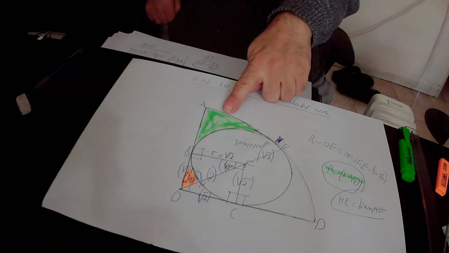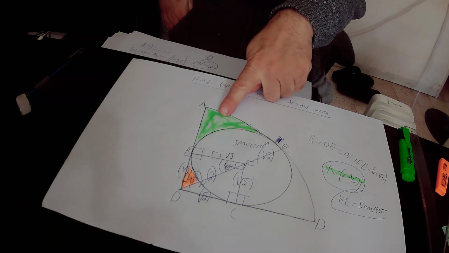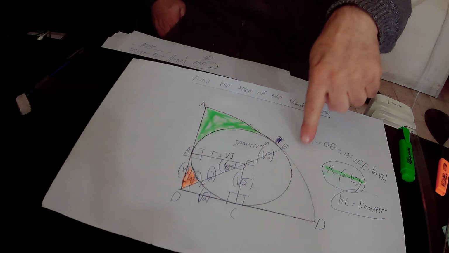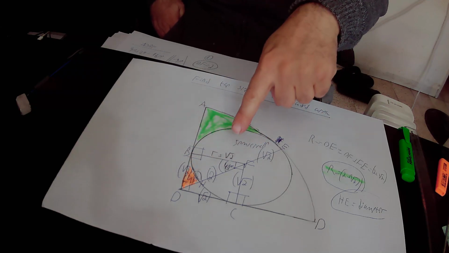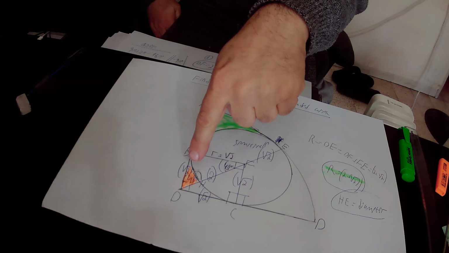What is the area of the green shape? From the drawing, it is very easy to see that the area of this green shape equals the area of this big sector AOE, minus the area of this small semicircle, minus the area of this orange shape BHO.